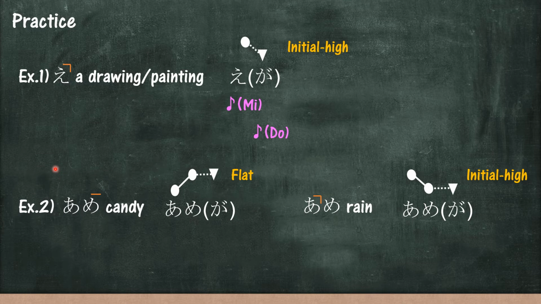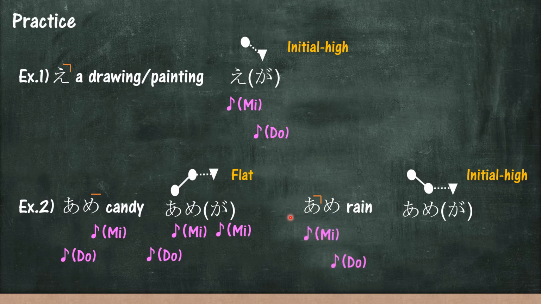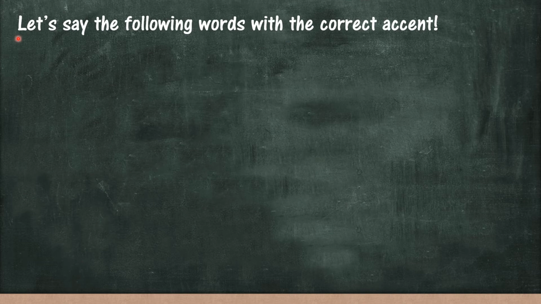And let's look at example 2. 雨、雨、どみ、どみ。雨が、雨が、どみみ、どみみ. And rain, 雨、雨、ミド、ミド。雨が、雨が、ミドド、ミドド. Now let's say the following words with the correct accent.